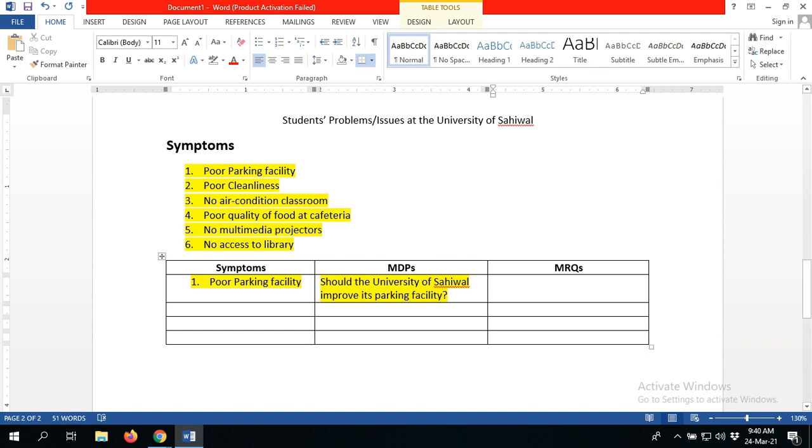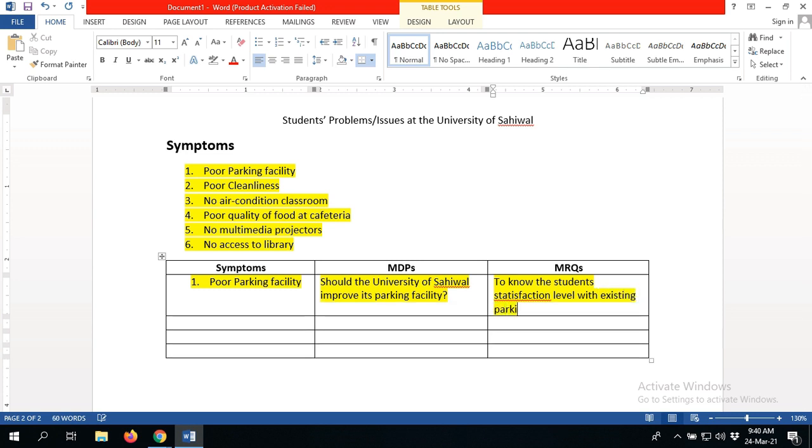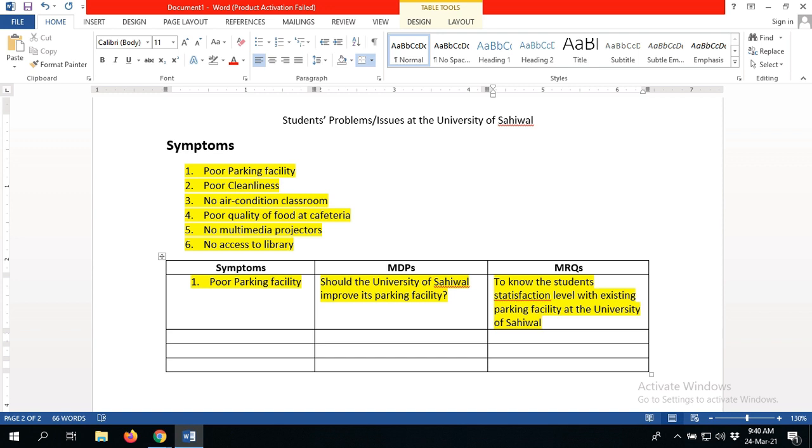It means this decision can be taken based on the opinion of the majority of the students studying in the University of Saiwal. So in order to make this decision, we need to know the students' satisfaction level with the existing parking facility at the University of Saiwal.